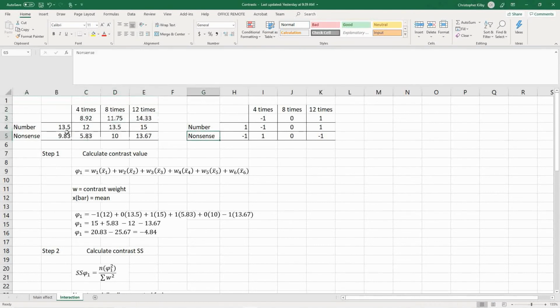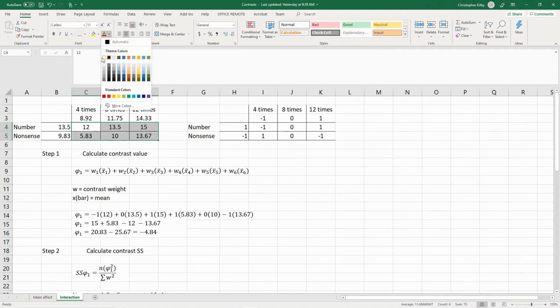Then I'm looking at the main effect means: the number of words recalled for 4 times repetition averaged across intervening material, for 8 averaged across intervening, for 12 averaged across intervening. So I'm looking at these upper means, but I'm also looking at numbers and nonsense pairs averaged across repetition. I'm actually ignoring these, so for better or worse, I could just get rid of them. Let's just make them white for now.